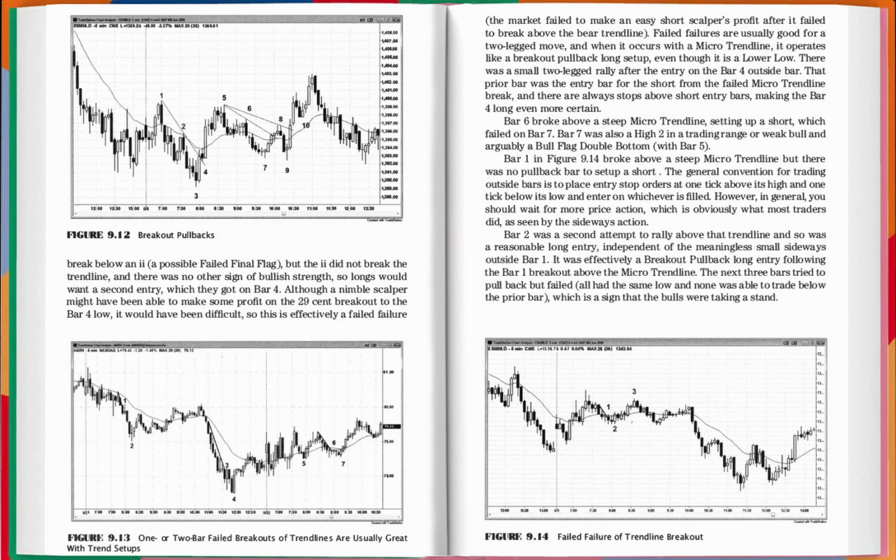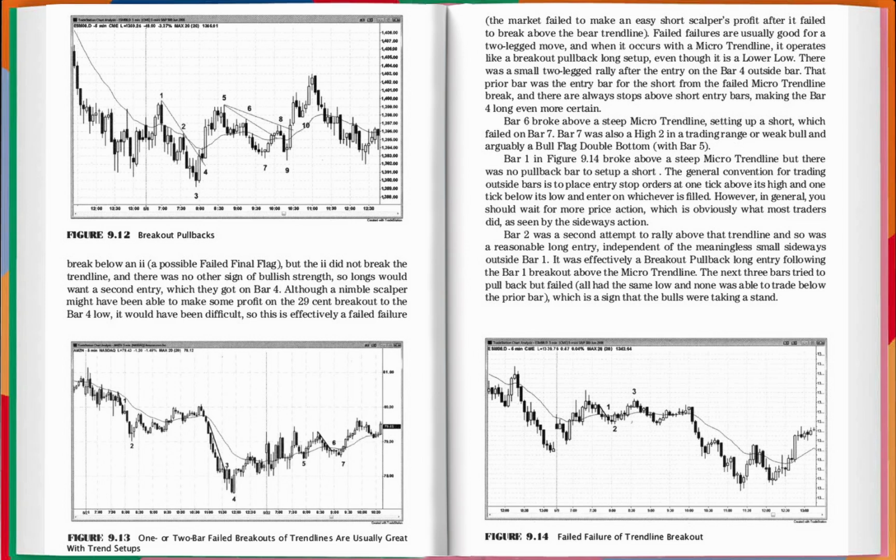There was a small two-legged rally after the entry on the bar 4 outside bar. That prior bar was the entry bar for the short from the failed micro trend line break, and there are always stops above short entry bars, making the bar 4 long even more certain. Bar 6 broke above a steep micro trend line, setting up a short, which failed on bar 7. Bar 7 was also a high 2 in a trading range or weak bull, and arguably a bull flag double bottom with bar 5. Bar 1 in figure 9.14 broke above a steep micro trend line, but there was no pullback bar to set up a short.